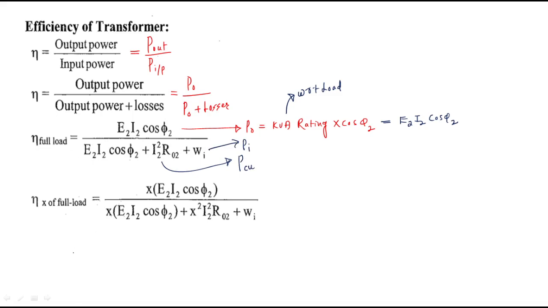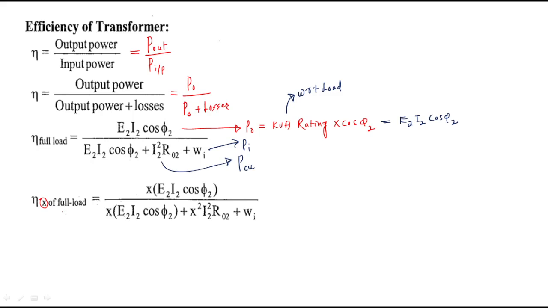But what is the formula for efficiency at different fractions of load? During operation, we may get full load or fractions of load. The load current may be different fractions, right? Maybe half of the full load, 3/4 of the full load, or 1/4 of the full load, that is 25 to 50%, 50 to 75%, like that.